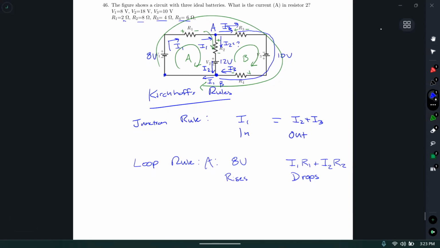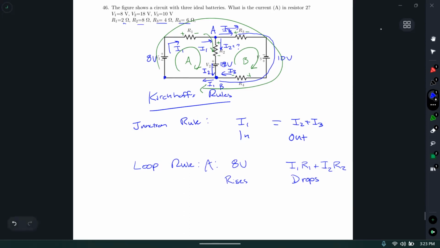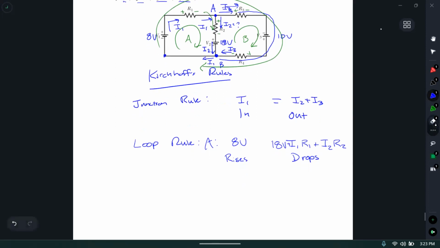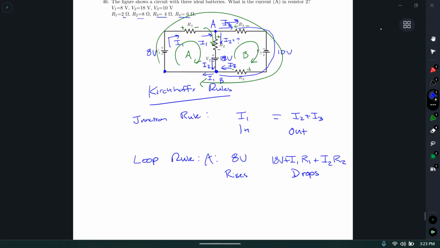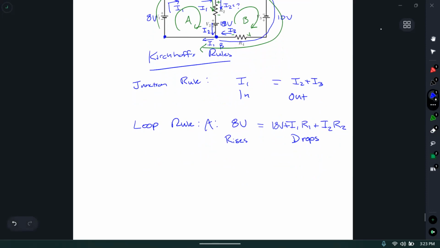I may then see my V2 battery. That is a battery with a 12-volt potential difference. Or no, that should be 18 is what it gave me. So that should be 18 volts. But I'm going high to low for that, positive to negative. So even though it's a battery, I should call it a drop of 18 volts. And I'm just putting it over here because I'm kind of out of room. So 18 volts plus I1 R1 plus I2 R2. And if I keep going around that loop, I see there's nothing else. I'm back where I started eventually. So that's my first loop rule equation.